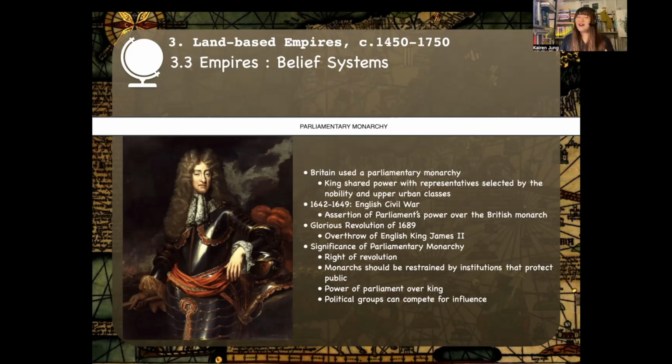The significance of the parliamentary monarchy is that it instated the right of revolution. Monarchs should be restricted by institutions that protect the public. The power of the parliament is over the power of the king, and political groups can compete for influence. These were the main tenets that parliamentary monarchy instilled.